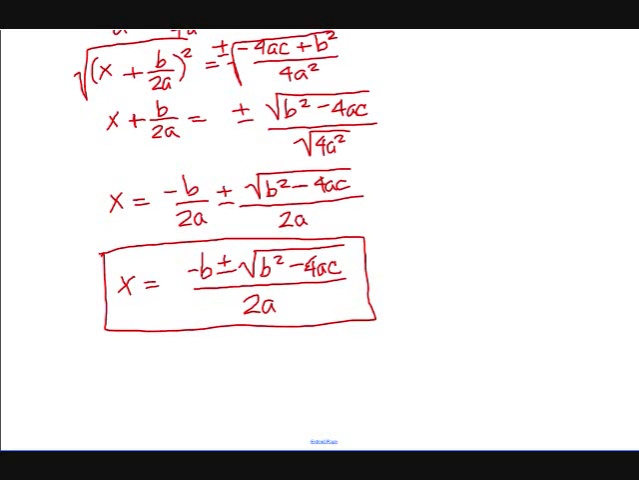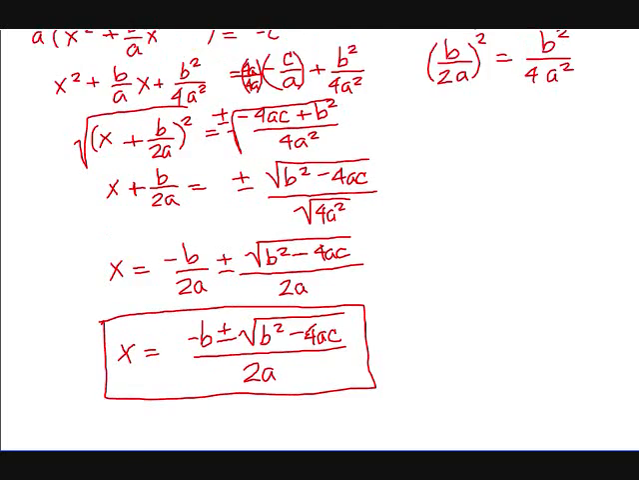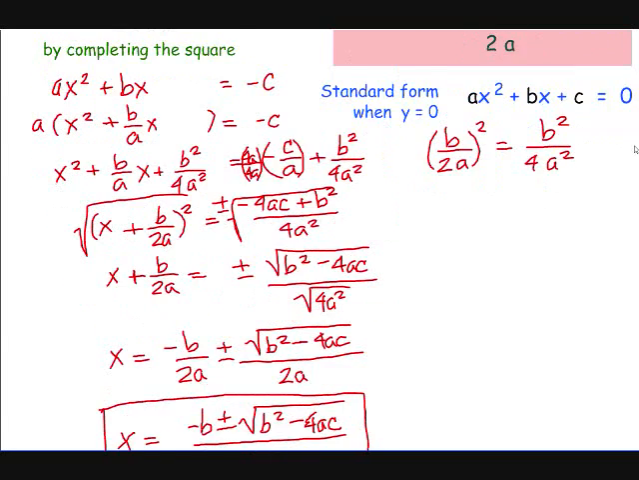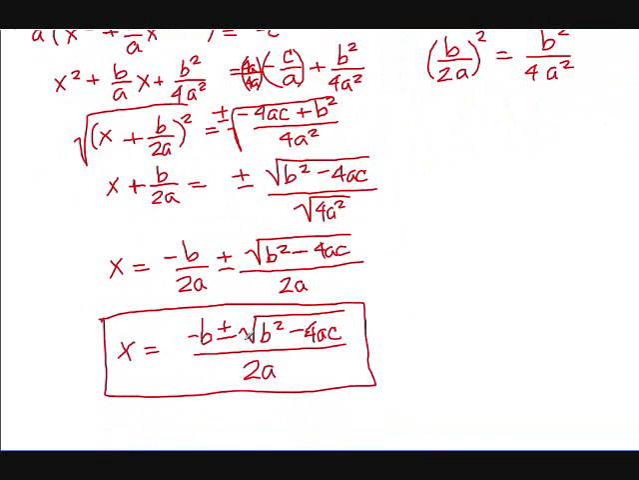So let me check that against what we had up here. Yep. Minus B plus or minus the square root of the discriminant divided by 2A. I just wanted to prove to you that completing the square and using the quadratic formula are pretty much the same thing, aren't they?